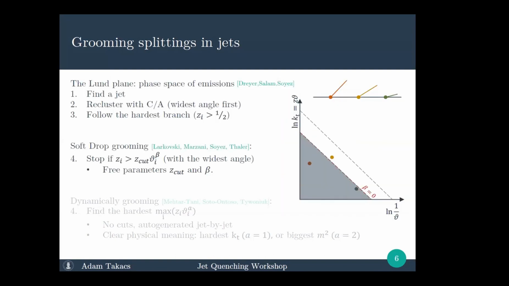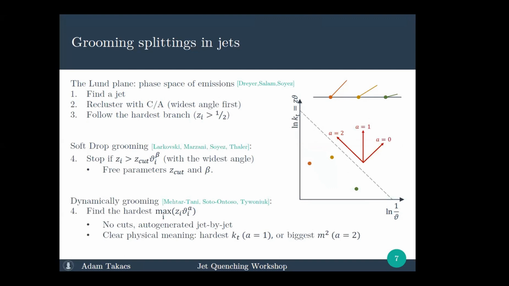One of the simplest things that one can do is soft drop grooming, which puts a hard cut on the phase space, and says that I don't care about splittings which happen below this cut. Of course, soft drop grooming has parameters which can change the slope of this line, and of course the offset. Depending on what I choose, I can be more or less sensitive to the underlying event, or initial state radiation effects, or wide angle radiation effects.